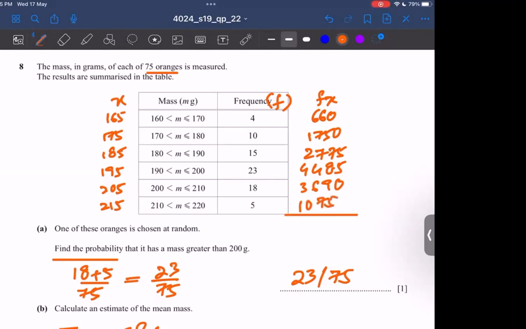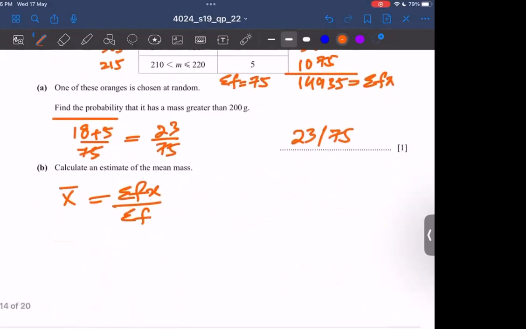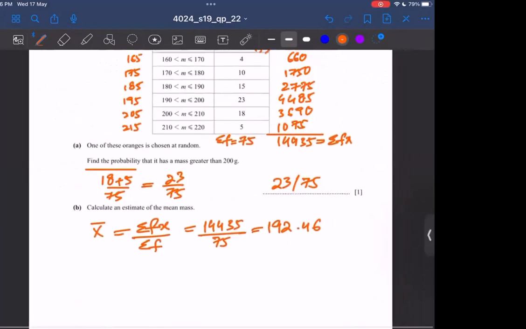What is the sum of fx? See, the sum of f is 75 here. This is the sum of fx: 660 plus 1750 plus 2775 plus 4485 plus 3690 plus 1075. You got 14435. So the sum of fx is 14435, divided by 75. It is 192.46, to 3 significant figures it is going to be 192.